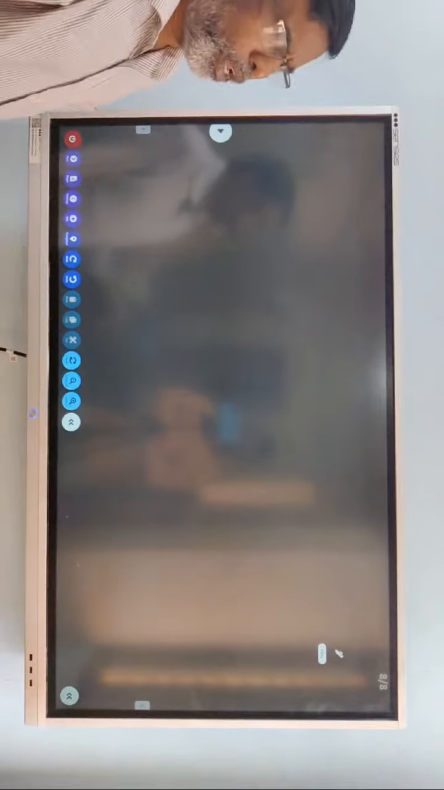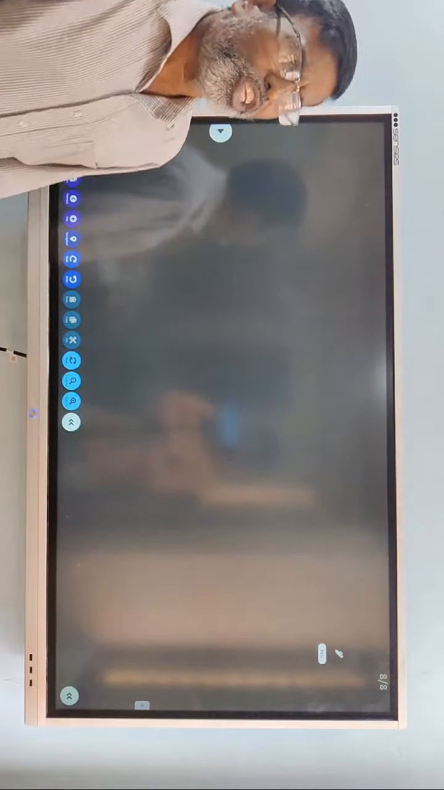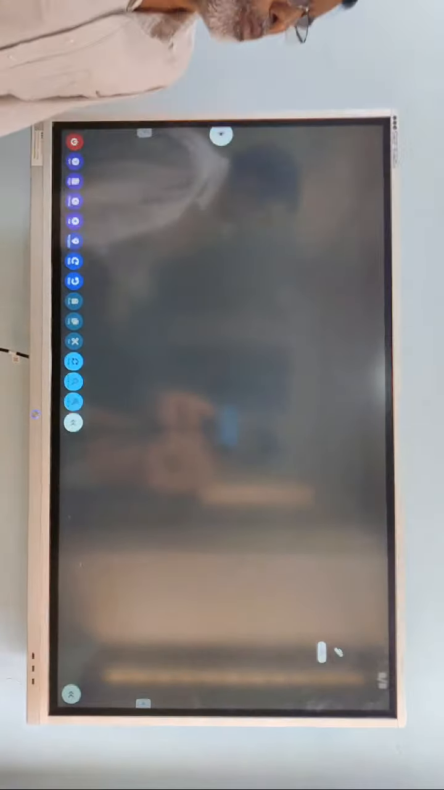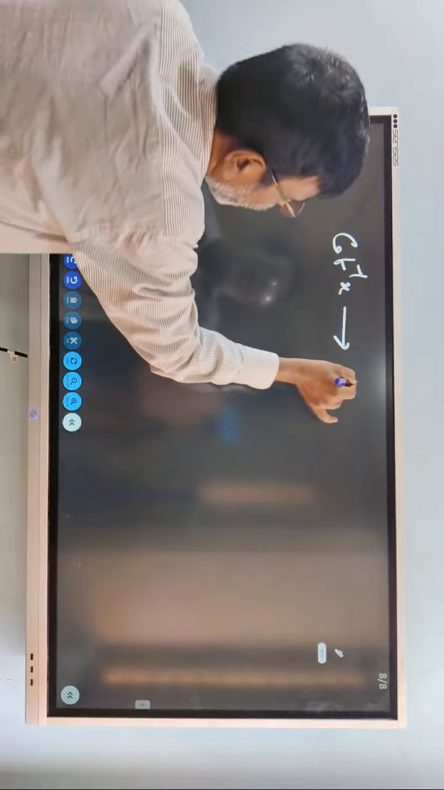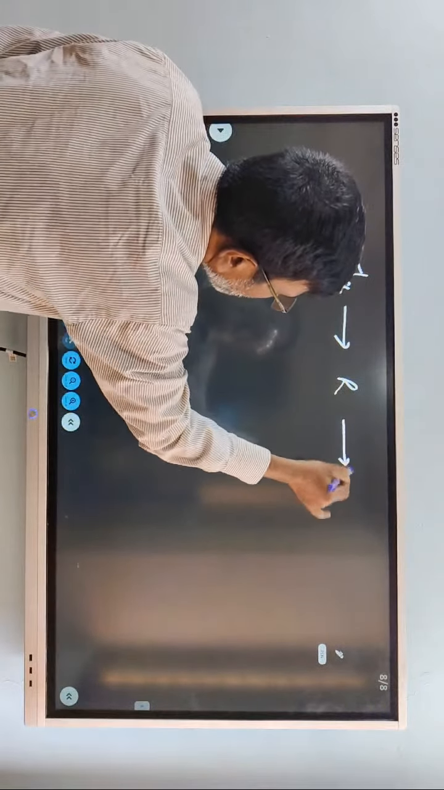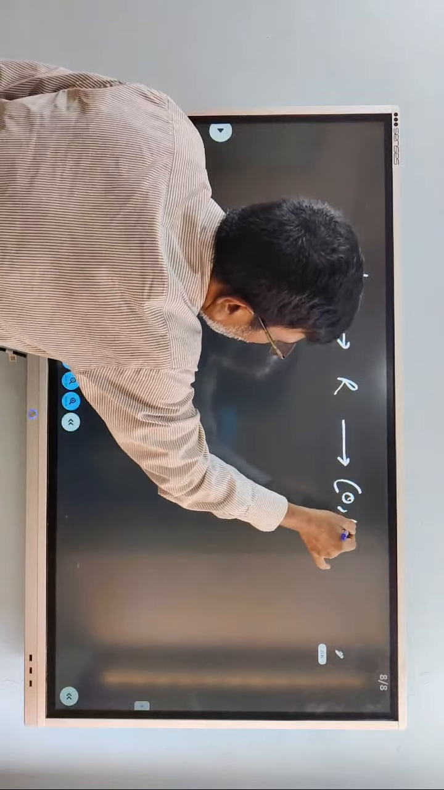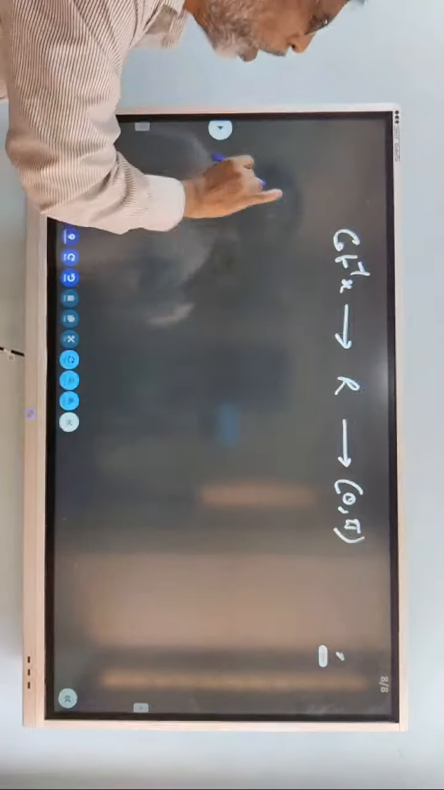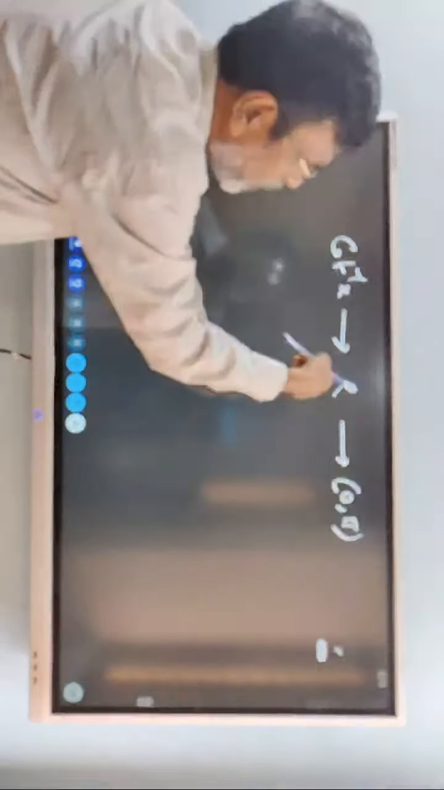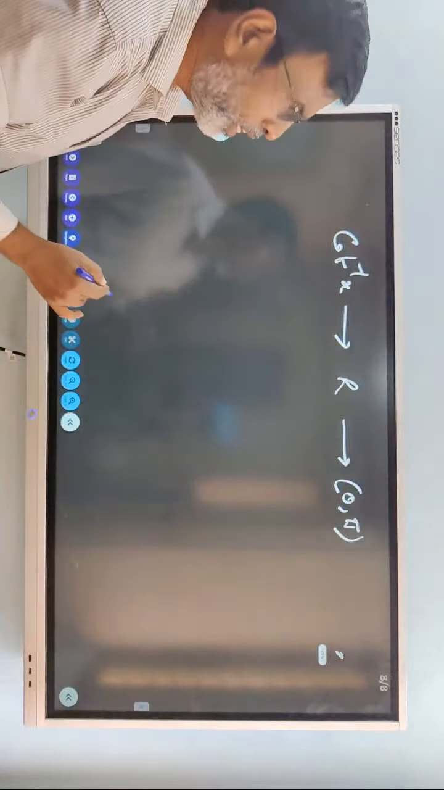Now let me explain one more concept like this. Similarly, cot inverse x is also there. Cot inverse x, what is the domain? Domain is R, range is nothing but the open interval 0 to pi. Remember that: cot inverse x, domain is R, range is 0 to pi.